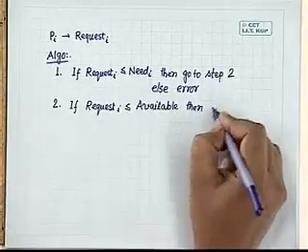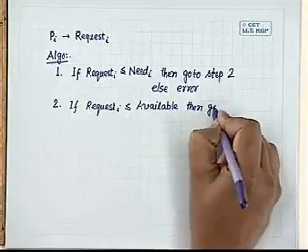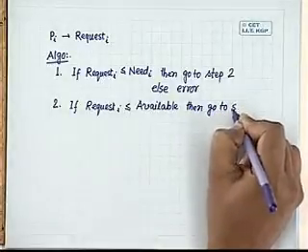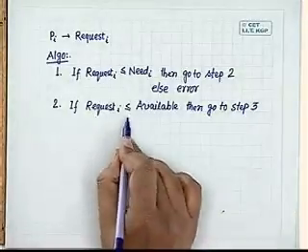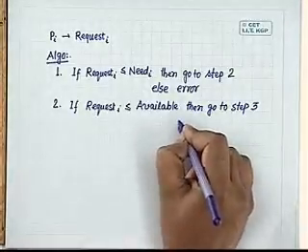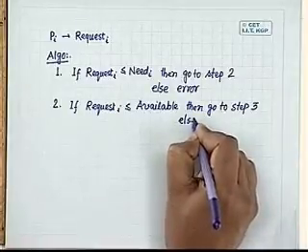So then go to step 3, and if request I is greater than available, then you have to wait. So we put else wait.